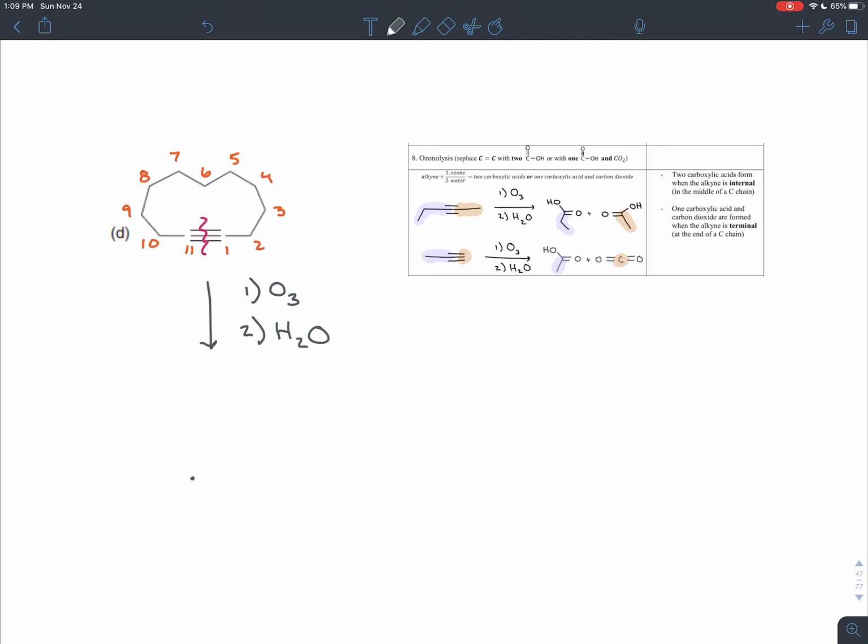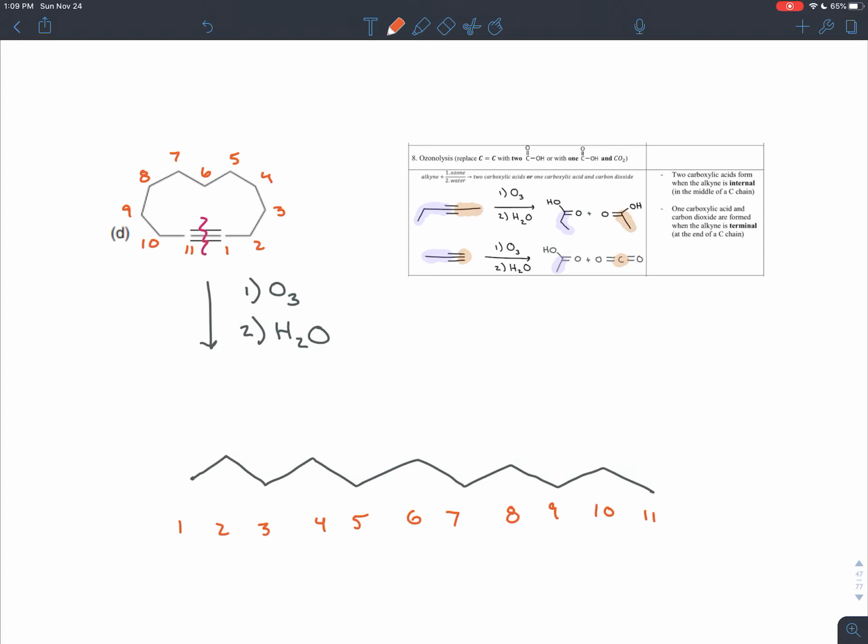Oops. Let's do that one more time, sorry. 1, 2, 3, 4, 5, 6, 7, 8, 9, 10, 11. That's a lot of carbons. So then I can number these. 1, 2, 3, 4, 5, 6, 7, 8, 9, 10, 11. And I numbered them left to right. You could have numbered them right to left. It'll leave you with the same molecule.